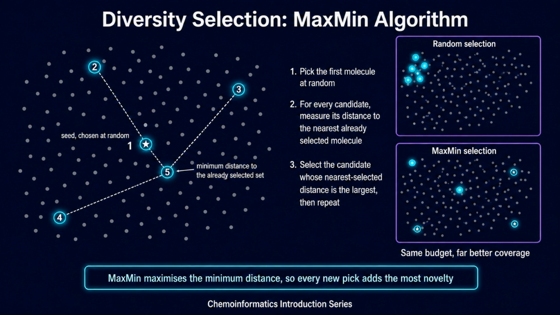Compared to random selection, max-min provides much better coverage of chemical space. It's widely used in compound library design and hit expansion campaigns.